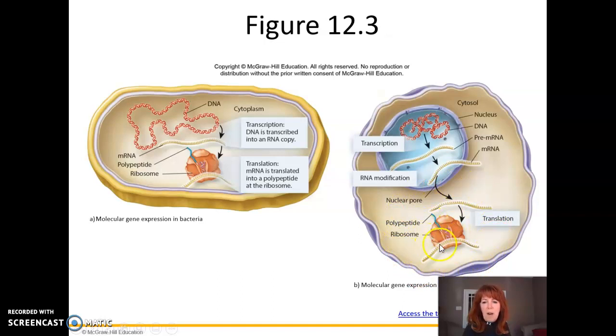It hooks up with a ribosome, which is on the endoplasmic reticulum, not shown here, and again, the protein is made. So what we're going to see is there are a few more steps that happen in eukaryotic cells that we don't see happening in prokaryotic cells.